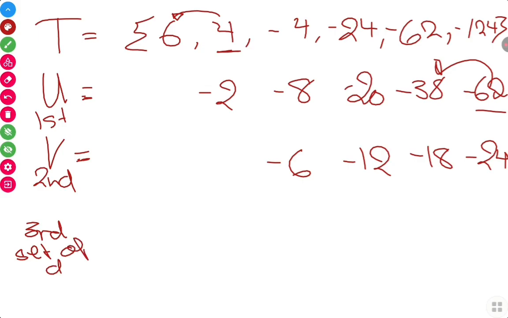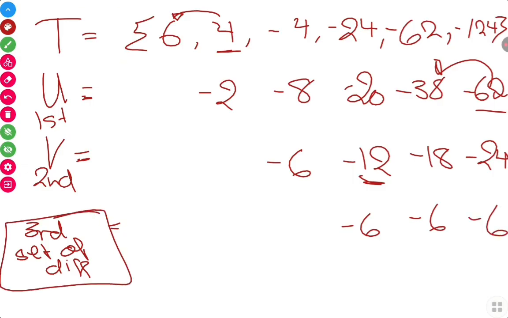Okay? So we subtract now. Negative 12 minus negative 6, we get negative 6. Negative 18 minus negative 12, we get negative 6. And then negative 24 minus negative 18, you get negative 6. So the third set of differences was constant, which means this is a cubic sequence.